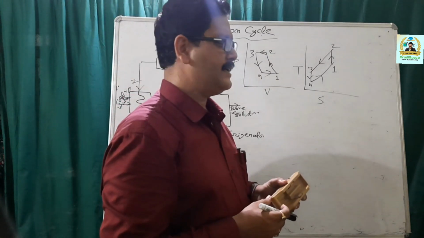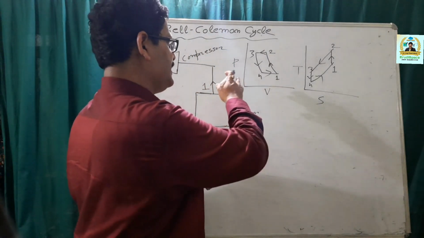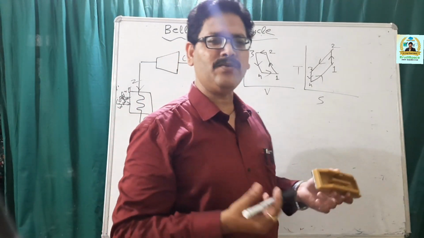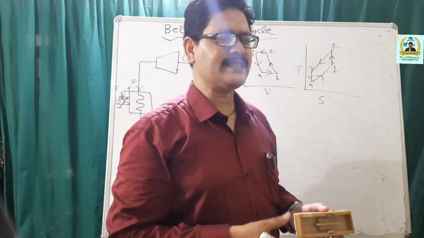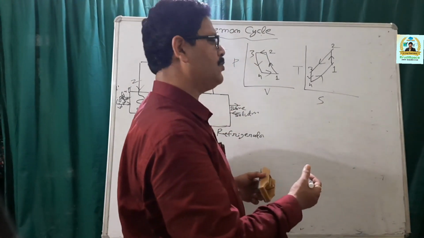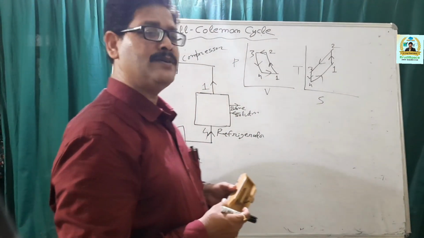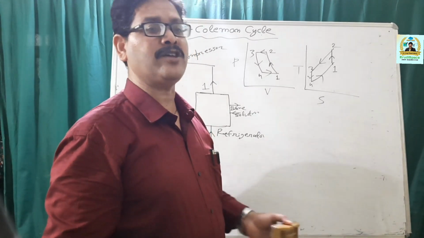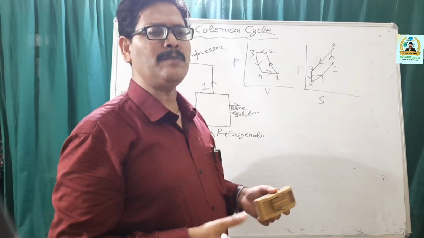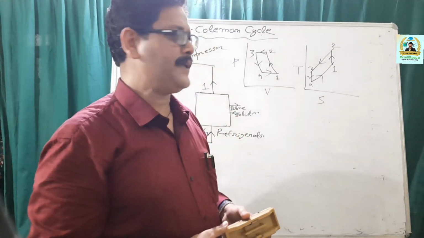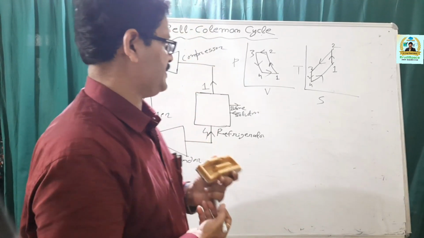And you can say that the Bell Coleman cycle is also a modification of the Reversed Carnot cycle. In Reversed Carnot cycle, you do have two isentropic processes, but you do have two isothermal processes. So the isothermal processes are actually substituted by two isobaric processes.